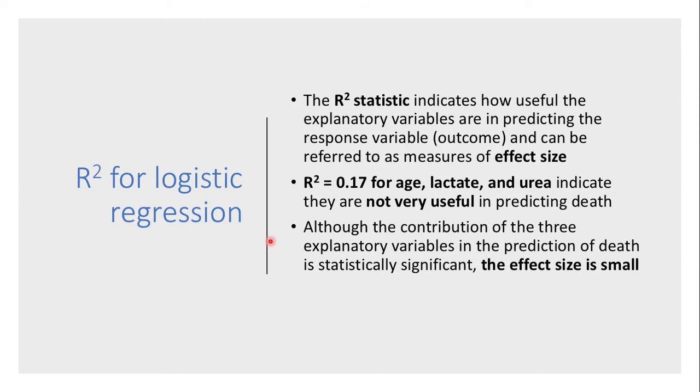Same as with multiple regression, they present an R-squared, the coefficient of determination, and this can be useful in predicting how well the model explains the data. It can also be a measure of effect size. For this particular study, they had an R-squared of 0.17, or about 17% of the variance in death predicted by age, lactate, and urea, which really indicates that they're not very useful in predicting death. There's a lot of unexplained variance.